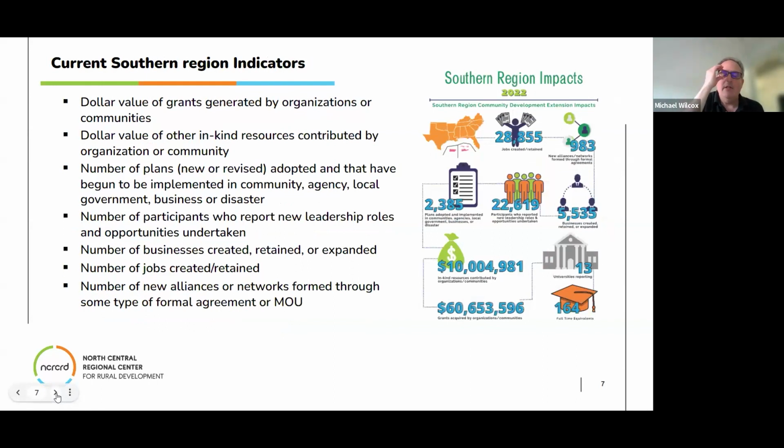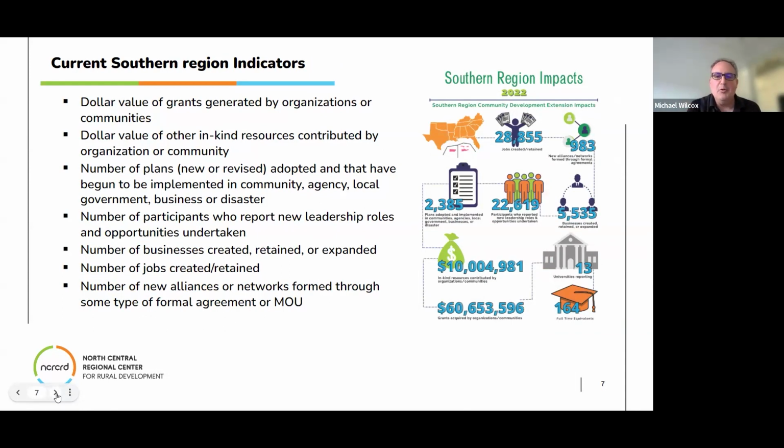And so the Southern region, they've always had a really strong, cohesive program leader group. While they may not have as many FTEs out in the field, they certainly have wonderful specialists out there and some great educators, and they work very cohesively and well together. And with support from the SRDC, they started collecting these indicators as well.